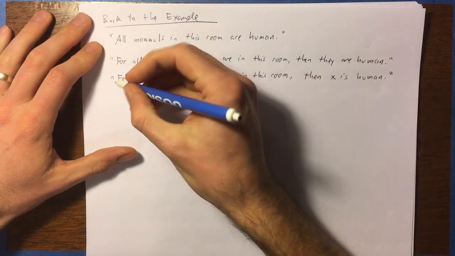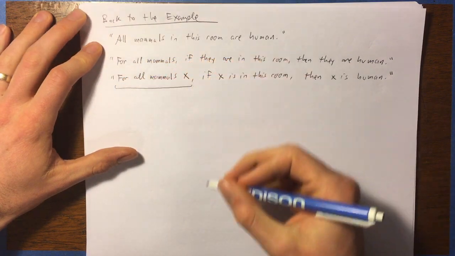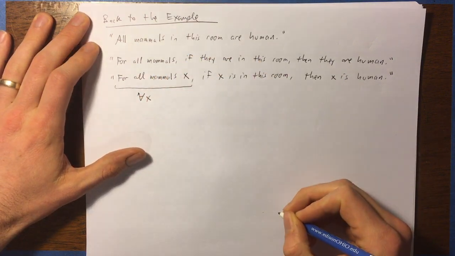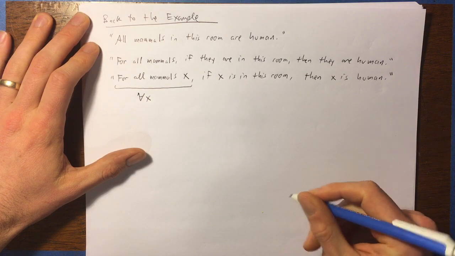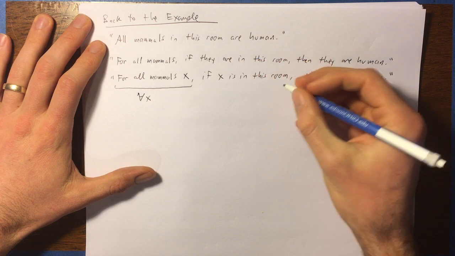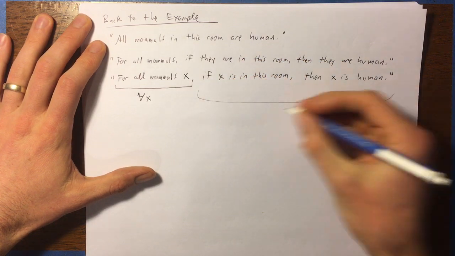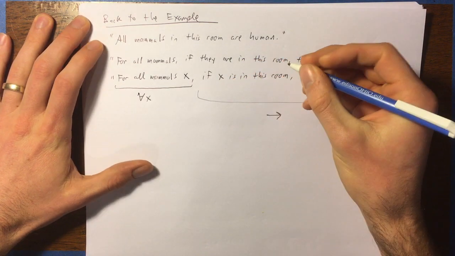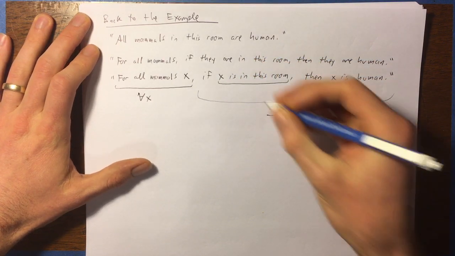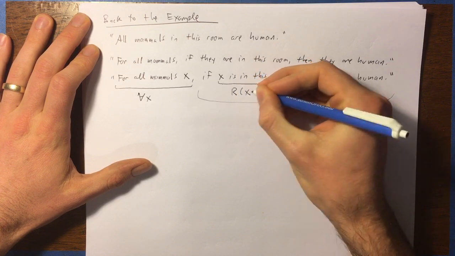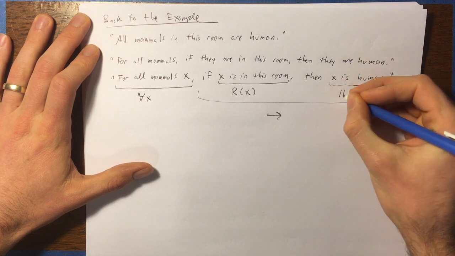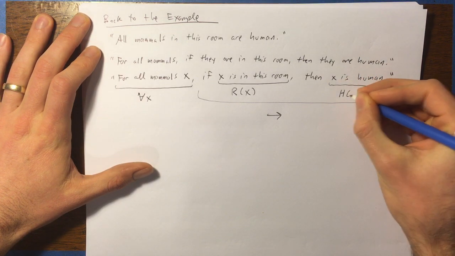All right, so now let's try to convert that into a symbolic statement. For all mammals X, so this is going to be for all X. That is our quantifier, right? And we're going to have to state that the domain is mammals. If, then, right? This whole thing here is going to be an implication. And it says, if X is in this room. Now, that's a predicate, and we defined that predicate in the last video as R of X. Then X is human, that's another predicate, and we define that as H of X.